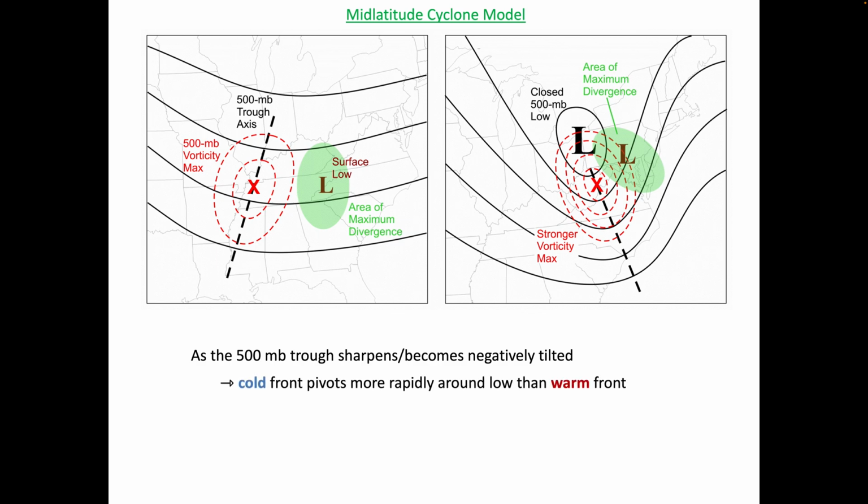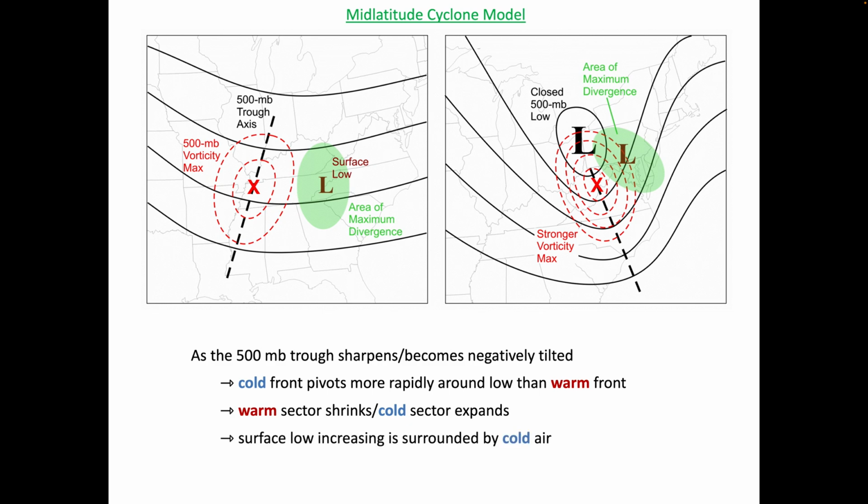So the cold front pivots more rapidly around the low than the warm front. The warm sector shrinks, and conversely, the cold sector expands. The surface low is increasingly surrounded by cold air, and then the surface and the upper lows vertically stack. Now, at this point, things typically look pretty impressive at the surface. You can see we've got a pretty intense set of isovorts surrounding this vortmax at 500 millibars. Typically at the surface, the low will be surrounded by a very large number of circular isobars and really well-defined fronts. And so things will look really, really impressive.